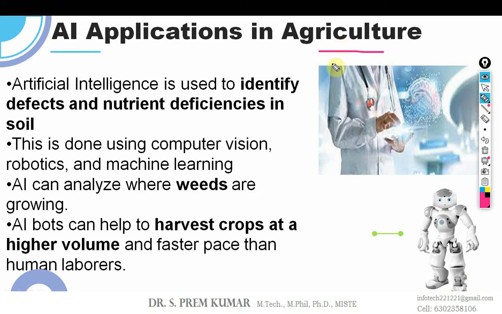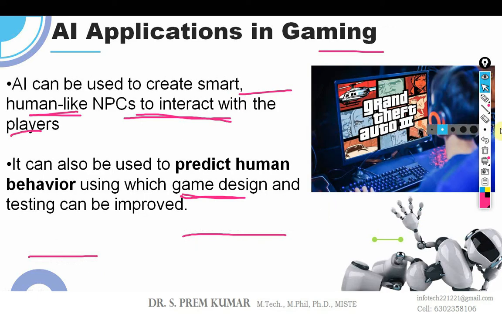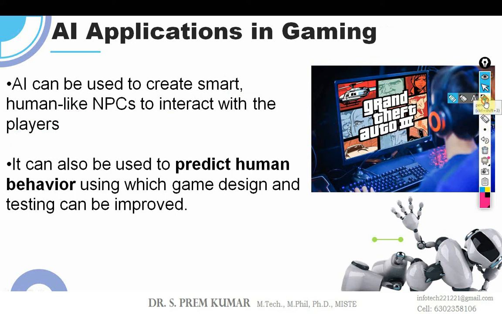Nowadays it is used in the agriculture segment. Artificial intelligence is used to identify the defects and nutrient deficiencies of the soil. Similarly, it can analyze where weeds are growing and alerts you to remove the weeds. Harvesting the crops at high volumes can be done, and a good crop yield can be enjoyed with the help of artificial intelligence.